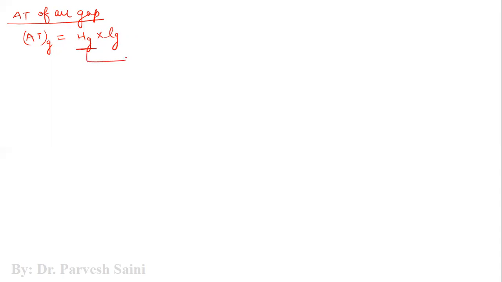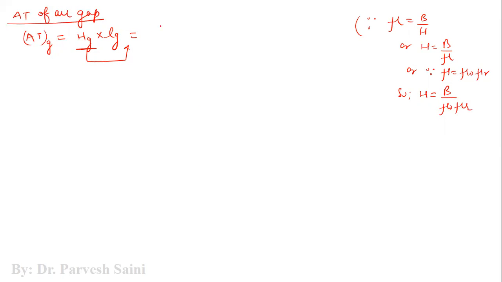Now this particular parameter, because we know that the absolute permeability is equal to B by H, or we can say that H is equal to B by mu. Because mu is equal to mu naught mu r, H, in general the magnetizing force, is equal to B by mu naught into mu r. So we can put it here. So Hg is the flux density of the air gap divided by mu naught into mu r into the length of the air gap, right?